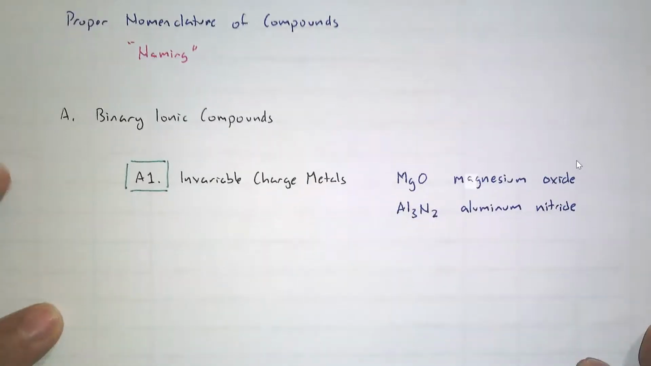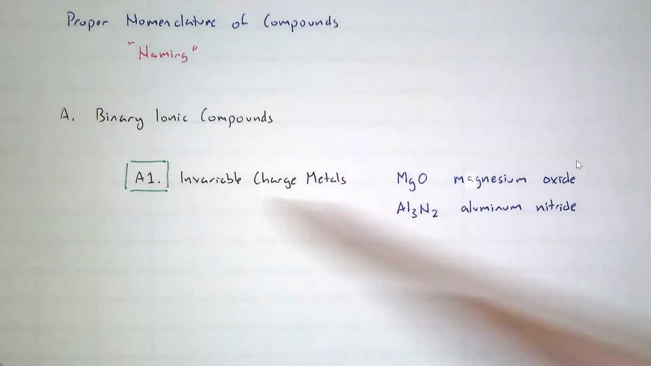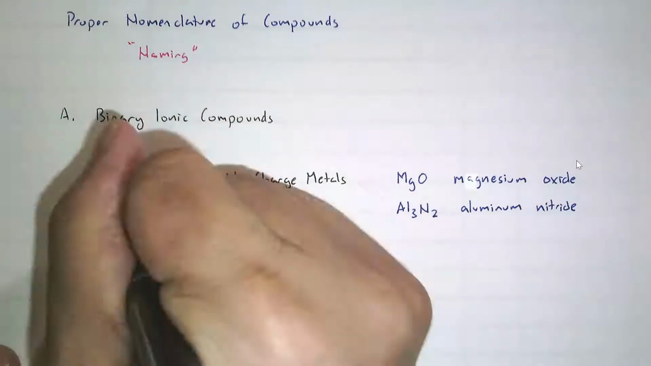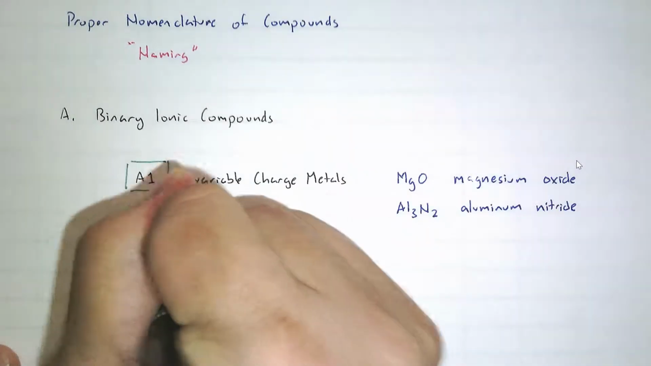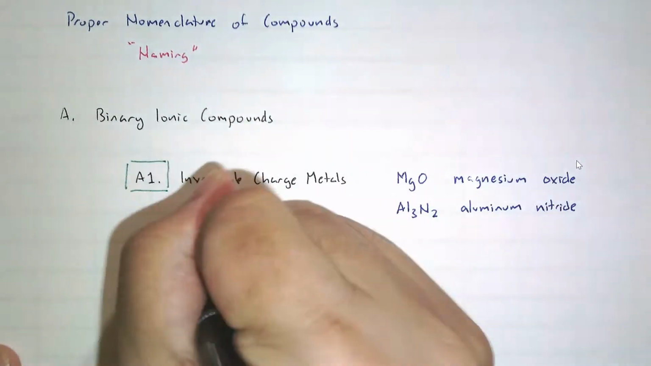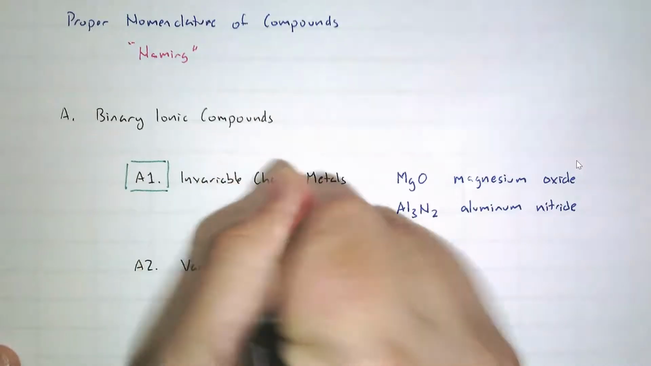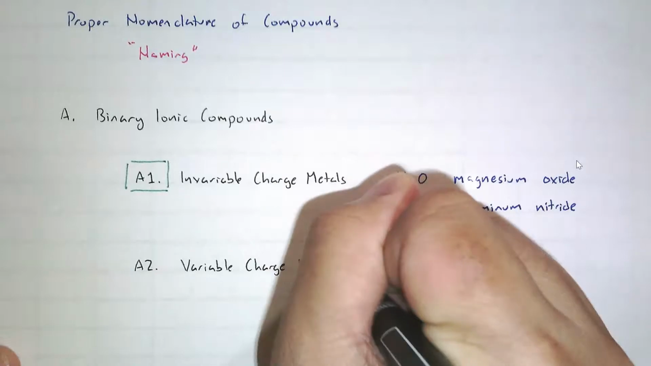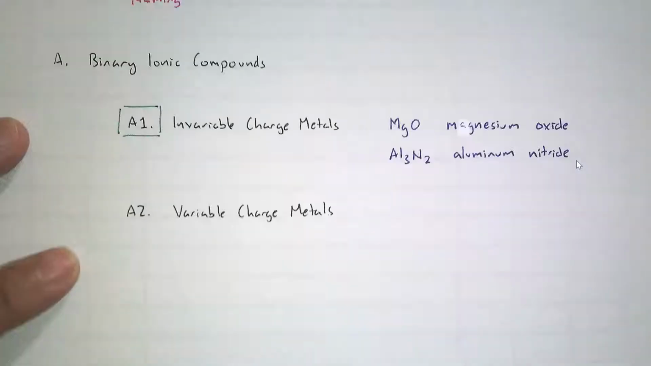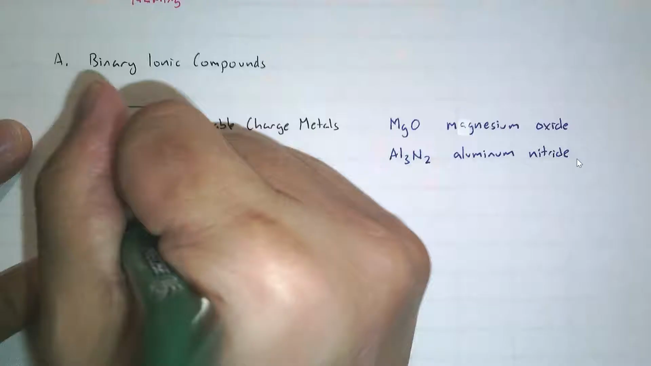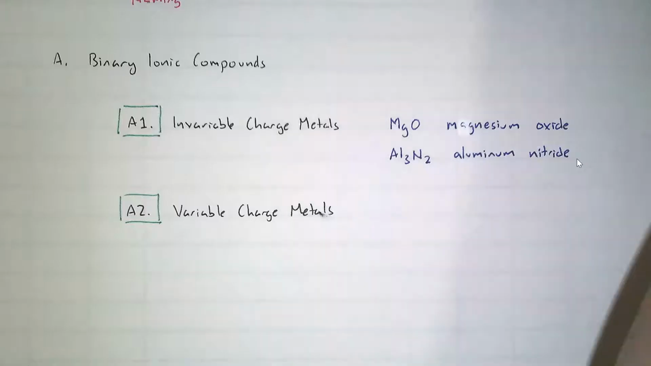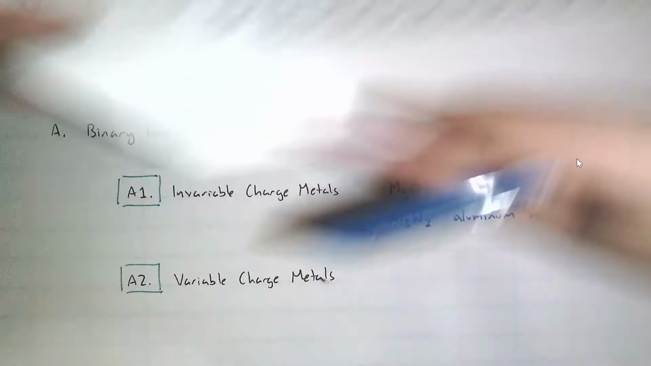The second type of binary ionic compound is those made with variable charged metals. That's A2. Those are typically the transition metals. This is our second category. It'd be nice to have a periodic table handy.